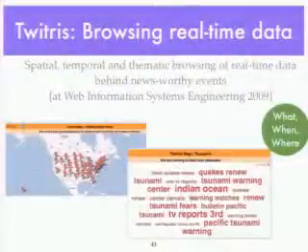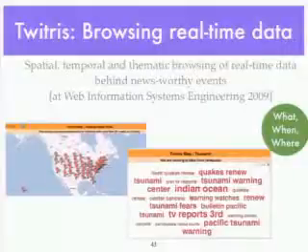The second project that I'd like to tell you about is Twitris. This was built in collaboration with colleagues at Kno.e.sis. Twitris, the word itself, is a combination of Twitter and Tetris. And what it means is arranging Twitter data through dimensions of space, time, and theme. It's basically a platform for browsing real-time data.